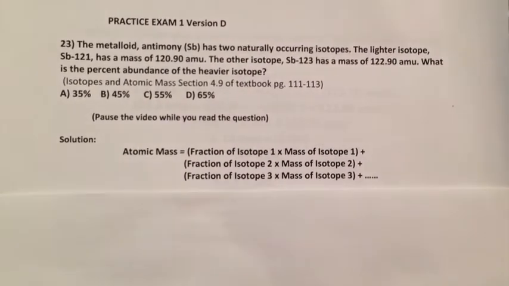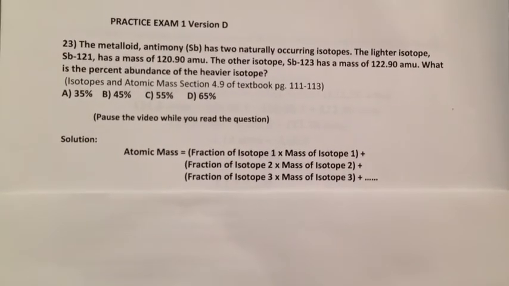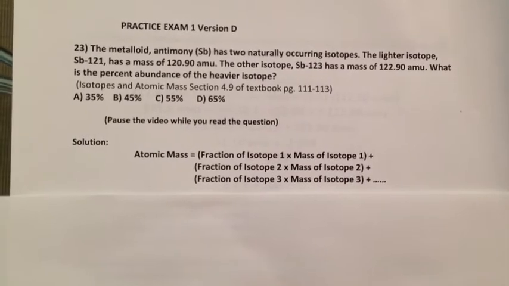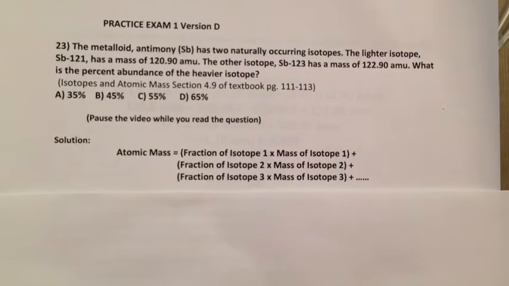The atomic mass on the periodic table is a weighted average of the naturally occurring isotopes and their relative percent abundance. In general, atomic mass is calculated according to the following equation.